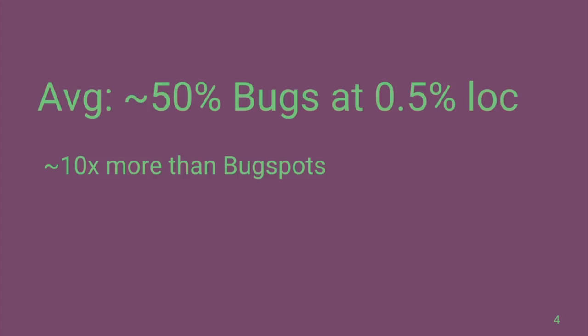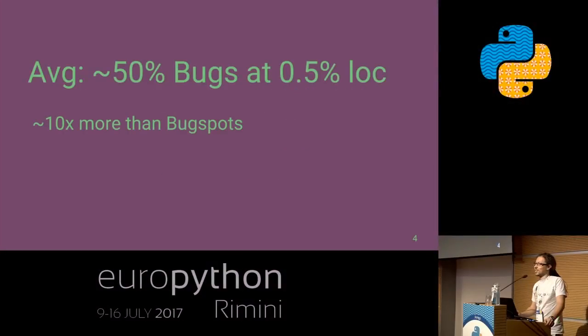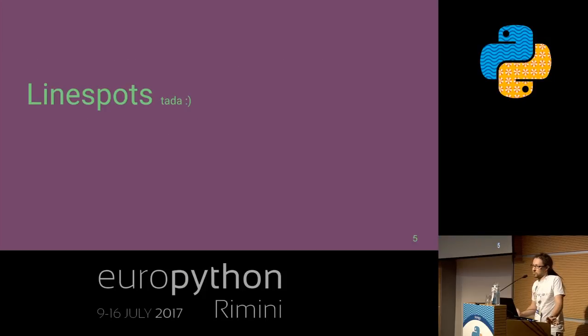And what if I told you that there was a thing that would predict 50% of the bugs in your project by just looking at 0.5% of the lines of code in your project? Does that sound good or helpful? I see some thumbs up. So that's what Linespots hopefully can do. Ta-da.